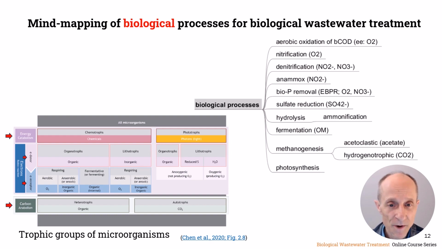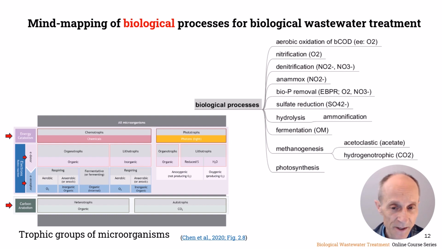A second broad division between groups of organisms is related to energy metabolism, the second red arrow on the left, that either comes from chemicals for chemotrophs or from photons from light for phototrophs. Electron donors can be organic for organotrophs or inorganic for lithotrophs.